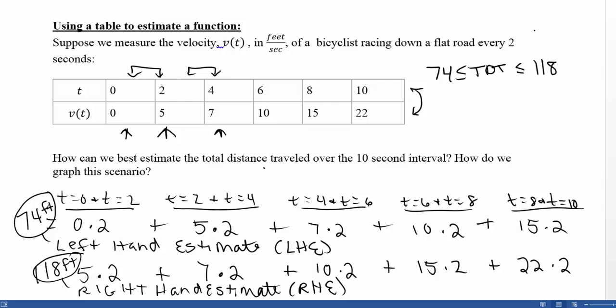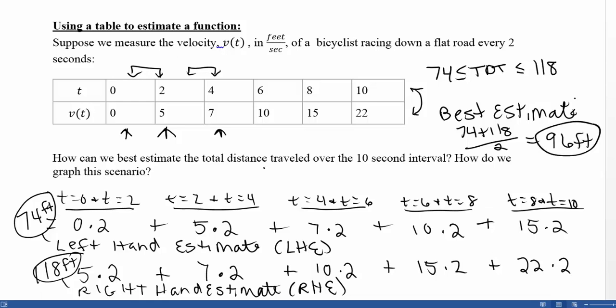If we didn't have any more information, there's also something called the best estimate. And the best estimate is the estimate that you get when you average these two things together. So remember, when you average two numbers together, you add them up and divide by 2. So when we do that, we're going to get 96 feet. Now, does that mean that I traveled exactly 96 feet? No. No, what it means is that's my best guess based on the information that I have. If I had more information, I'd be able to refine my guess to make it better.